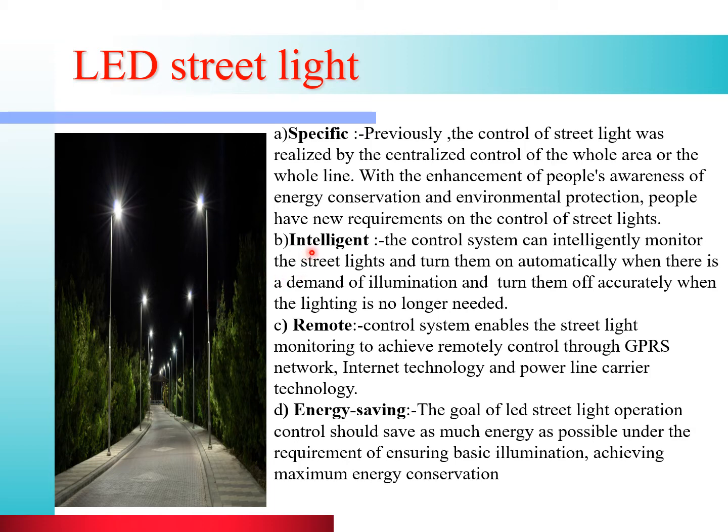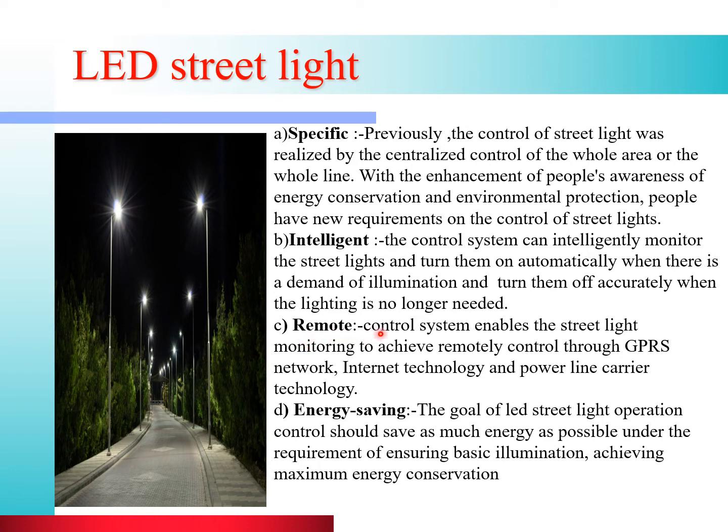Second, intelligent. The control system can intelligently monitor the street light and turn them on automatically when there is a demand of illumination and turn them off accurately when the lighting is no longer needed. So, depending upon the sunlight, these street lights can be on or off as per the requirement.